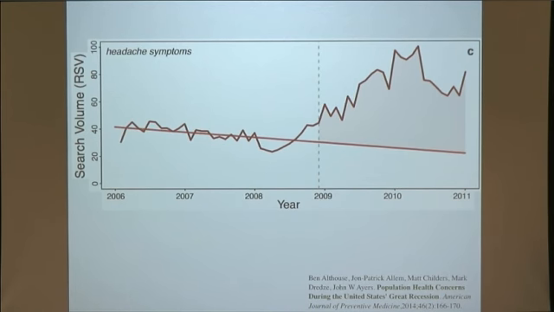So that's just an example of the sort of population-level questions we can ask just by looking at what people search for.